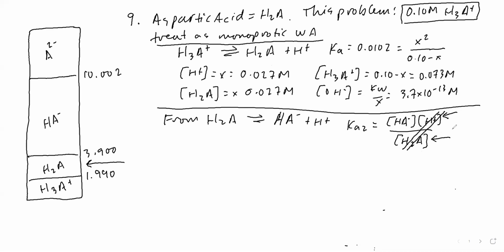So that value ends up being, looking it up, 1.26 times 10 to the minus 4th molar. So HA minus is 1.26 times 10 to the minus 4th molar. Here, it's probably better for me to write it like this.